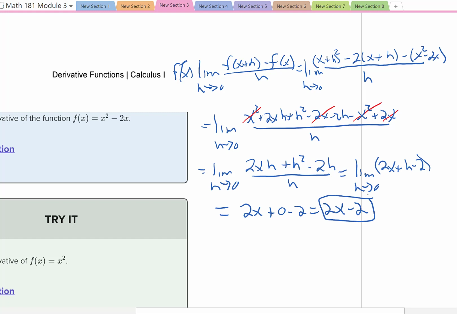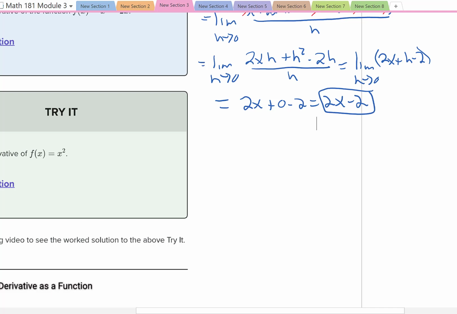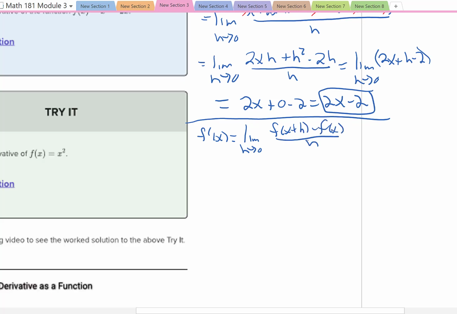That's it. That would be the derivative of x squared minus 2x. Let's try another one. This one's not so bad because it's actually just f of x equals x squared. So here we would have f prime of x is going to be equal to the limit as h goes to 0 of f of x plus h minus f of x all over h.